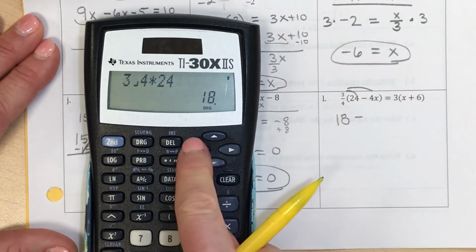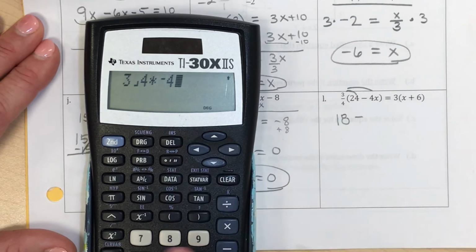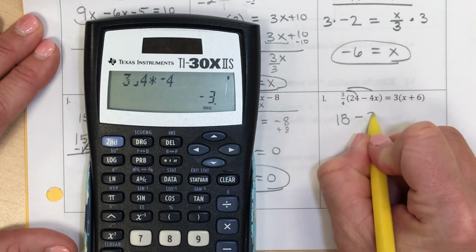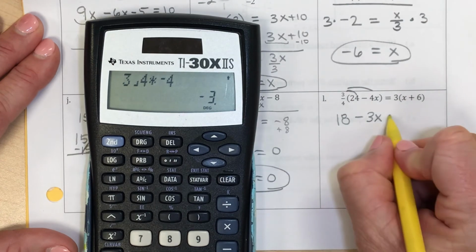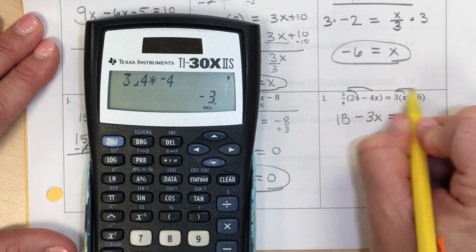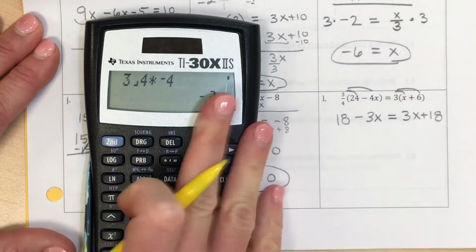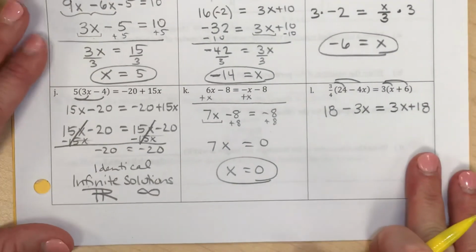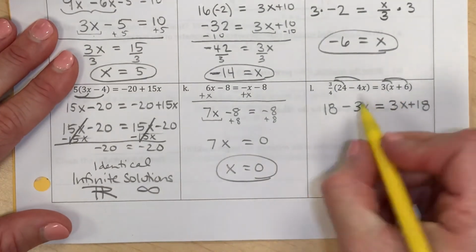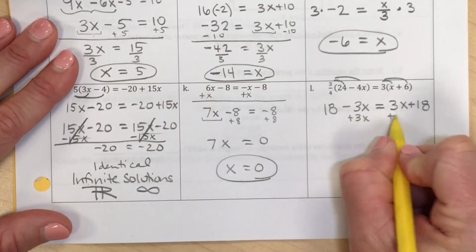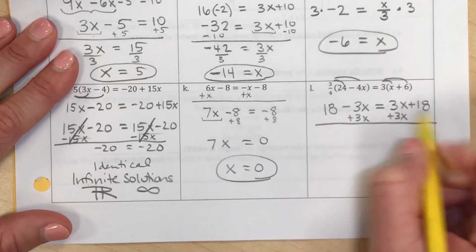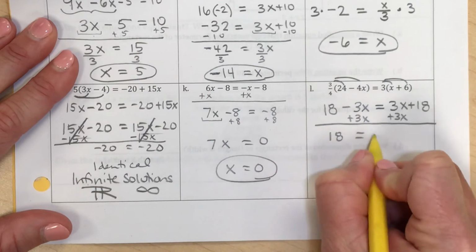Now 3/4 times -4 is going to get me a minus 3x for this term. Now if I distribute 3 on the right side, I'll have 3x plus 18. Okay, so now I have letters on both sides. I'm going to add my 3x over to join the x's on the right side because I like to solve for a positive x value.